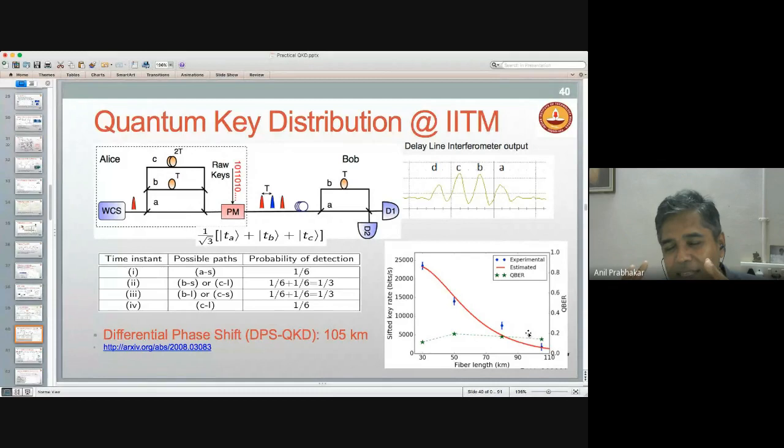If Alice sends 1,000 photons and Bob receives 10 photons and Eve receives 990 photons, then that is not a secure channel. Normally, rule of thumb, your quantum bit error rate should be less than 20%, right? Only then can you prove security on your quantum channels.